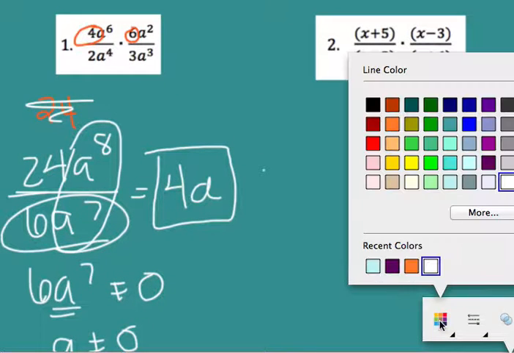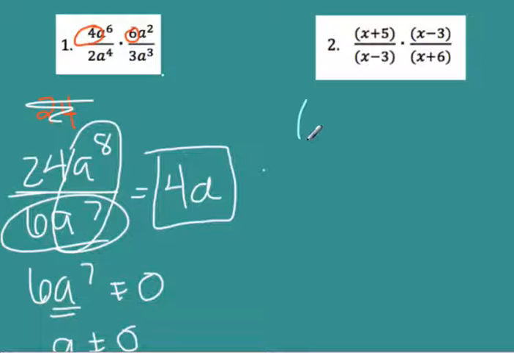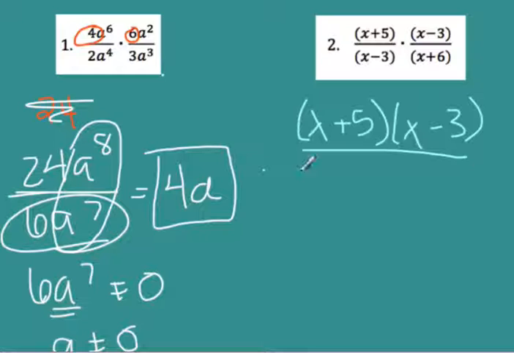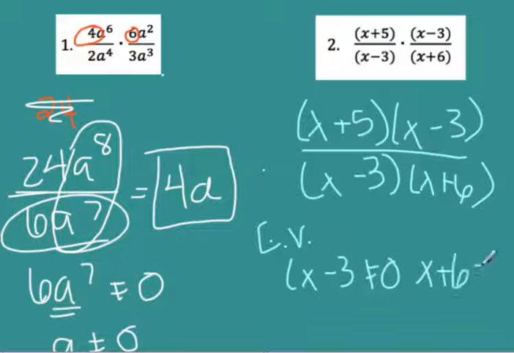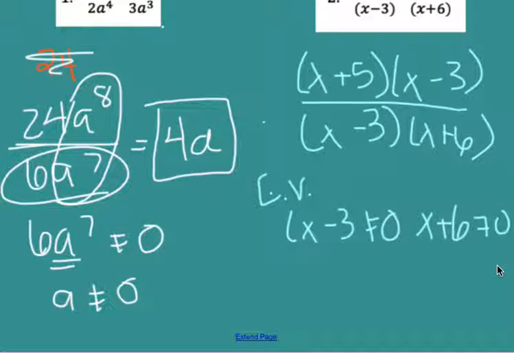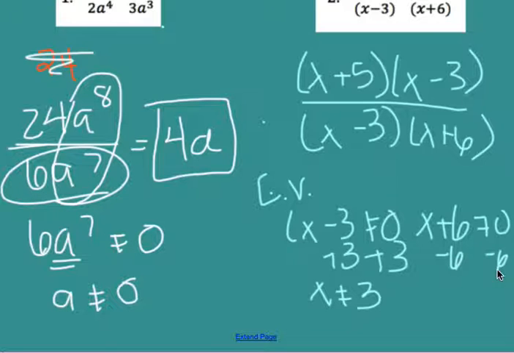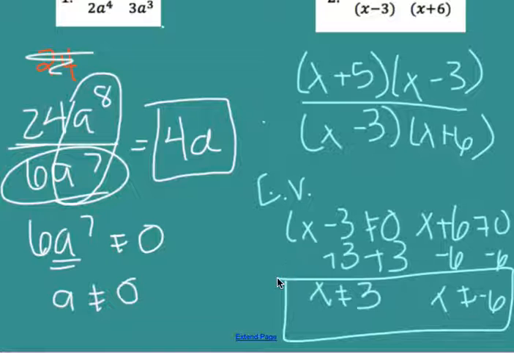Now, let's take a look at number 2. So the first thing I'm going to do is just write this out as one big fraction with all of those factors on top. Before I cross anything out, I'm just going to quickly do my excluded value. So x minus 3 cannot equal 0, and x plus 6 cannot equal 0. So here I'm going to add 3 to both sides, and I get that x is not 3. Subtract 6 from both sides, and I get that x is not negative 6. So here are my excluded values.